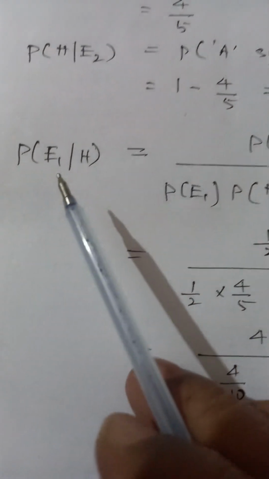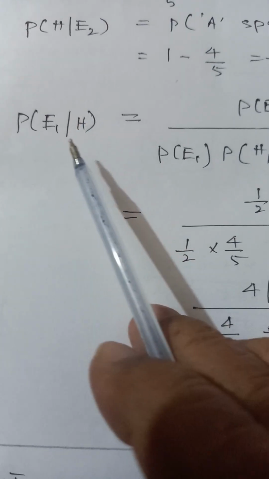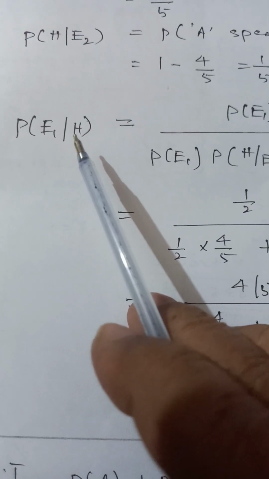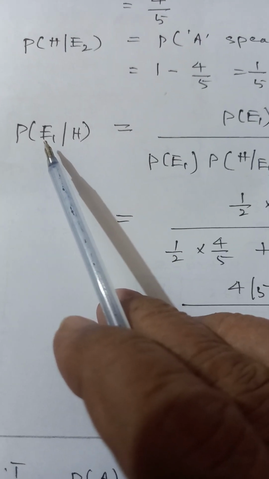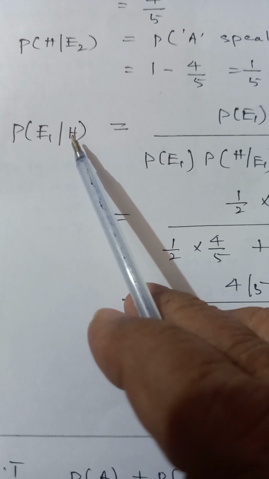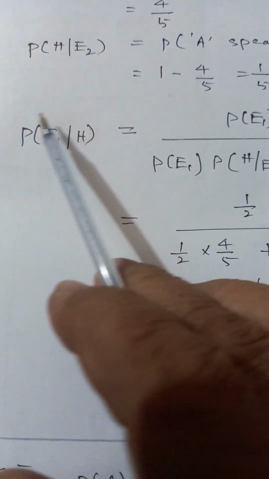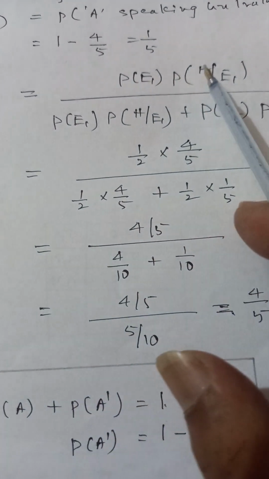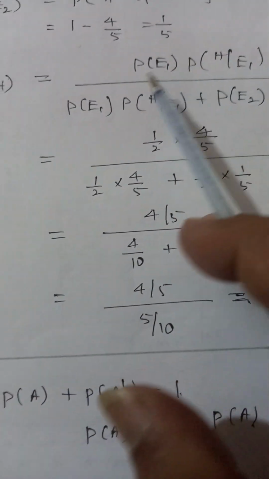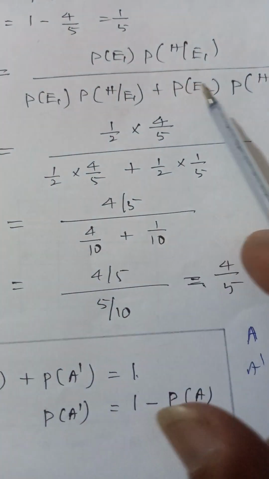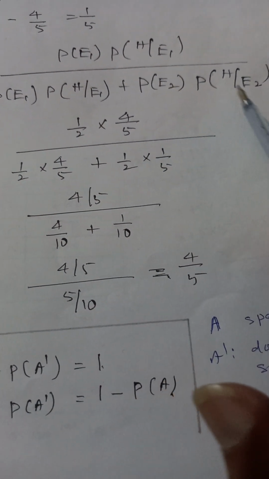Now, what we have to find out is this one. Probability E1 given H bar. What is E1? Head actually appears, given that A reports head appears. The probability of this we have to find out. And we have this formula here. So P(E1 given H) we can write as P(E1) times P(H given E1), and afterwards follows the second term with E2: P(E2) times P(H given E2).